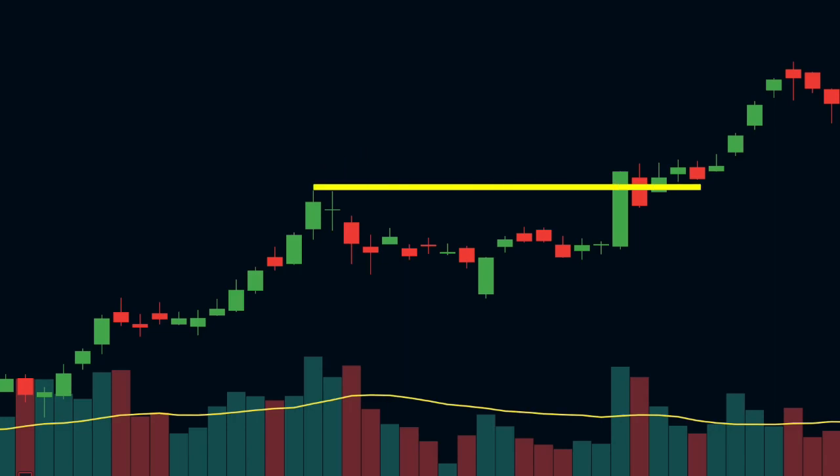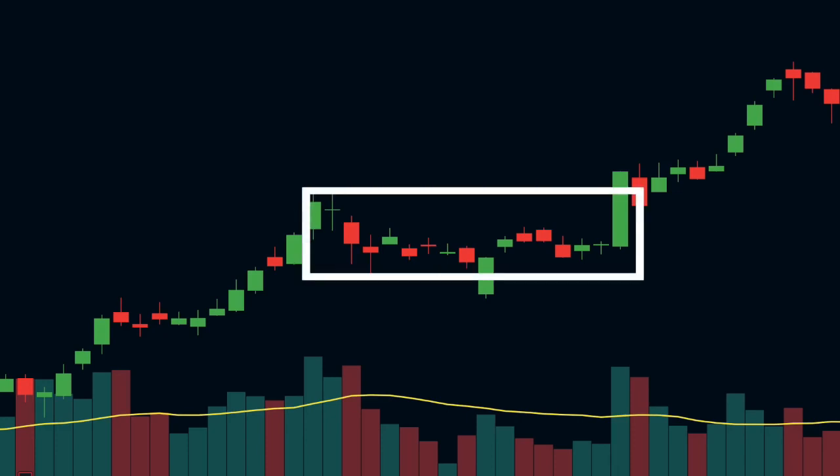Therefore, we mark this high as the upper boundary of the Darvas box. Subsequently, the price creates this low, and the next two candles stay above it. So, we mark this low as the lower boundary. Now we have successfully created a Darvas box. All we need to do is wait for the price to break above the box to enter a buy trade.